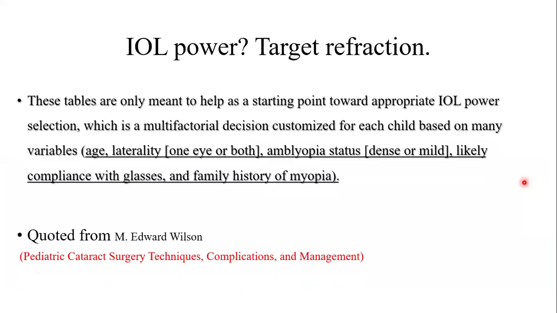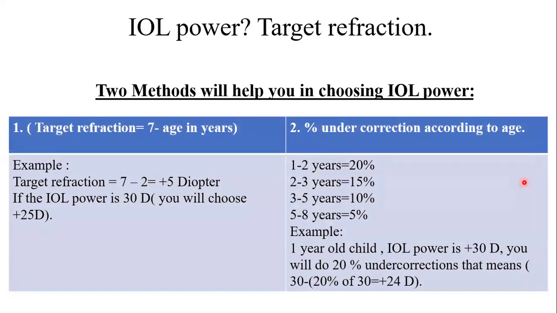Of course, we are not just using the methods that I mentioned. We also look for the other eye, especially in unilateral cataract. But can you explain the first part? Yes. The 7 minus 2 is plus 5 diopter. Then the IOL power, for example 30 diopter, becomes plus 25. So if you do the biometry for the child and the IOL power is 30 diopters, the child will be emmetropic, having zero diopter refraction.